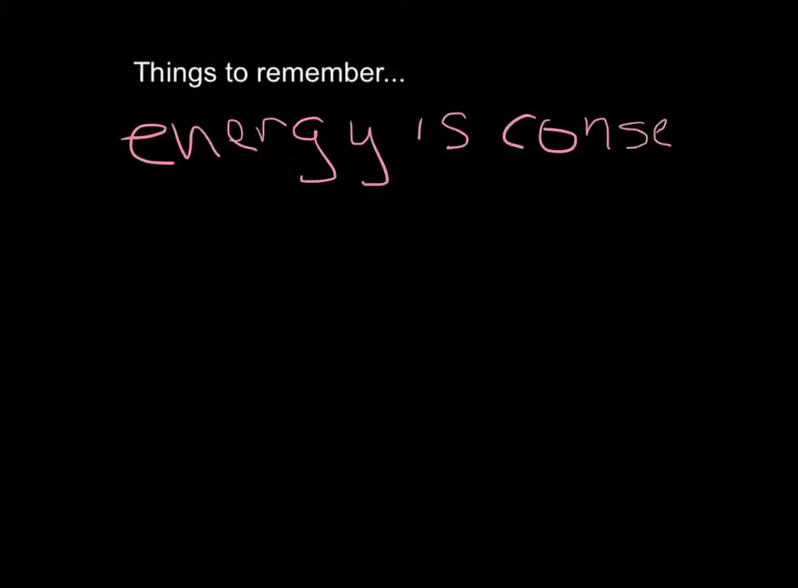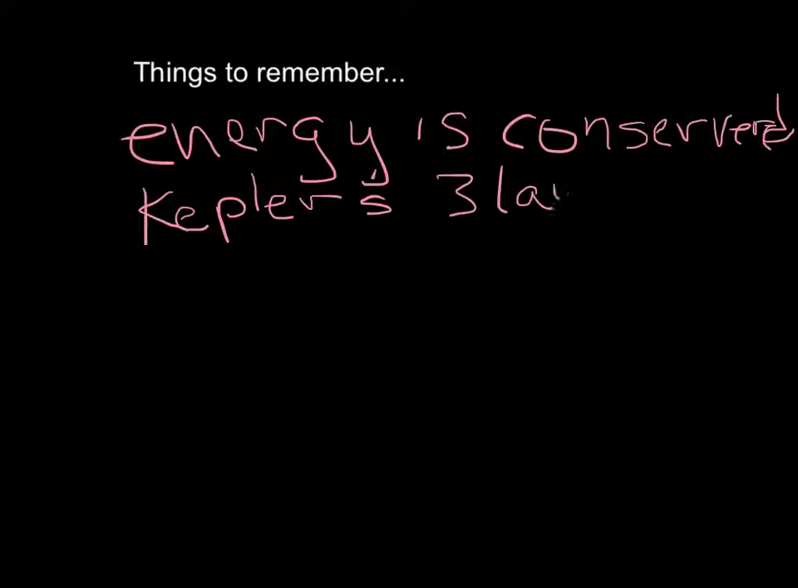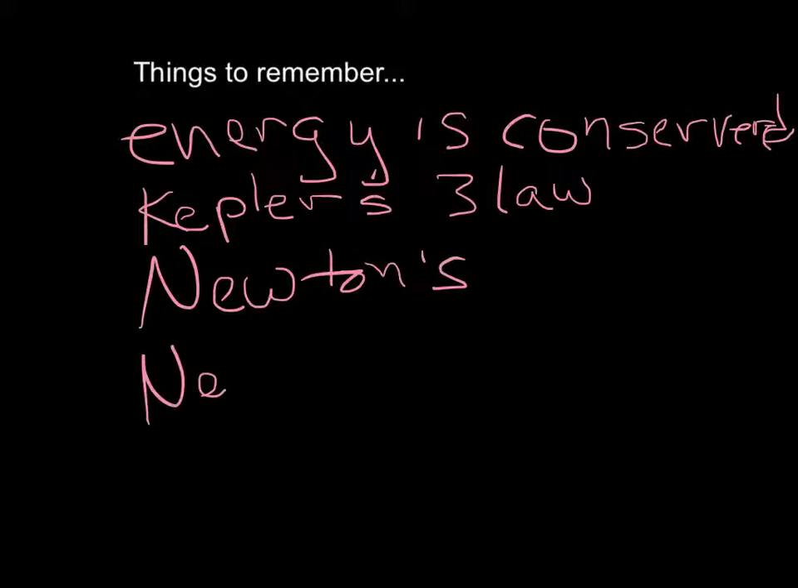All right, key things that I want you to remember. Energy is conserved. And it's not just conserved when we're talking about roller coasters. It's conserved when we're talking about satellites and satellite motion as well. Kepler's 3 laws help us to understand how planets move. Newton's laws explain to us why they move in that particular way, including Newton's universal law of gravitation.